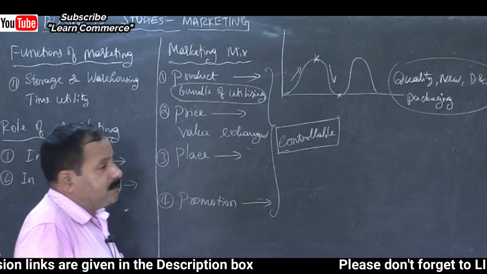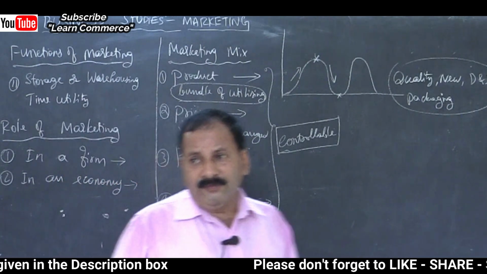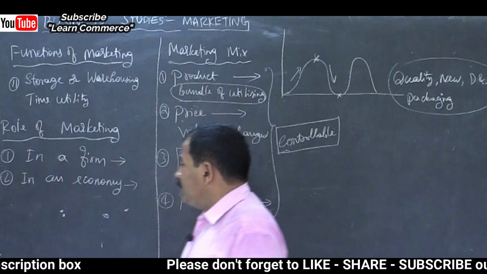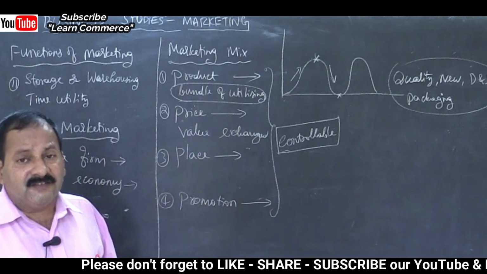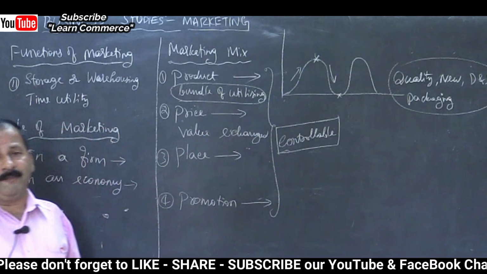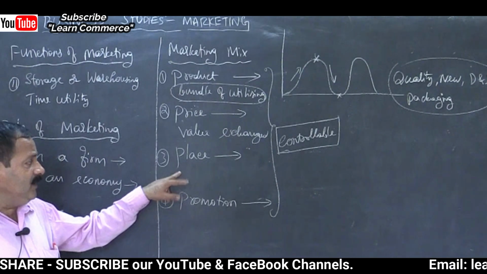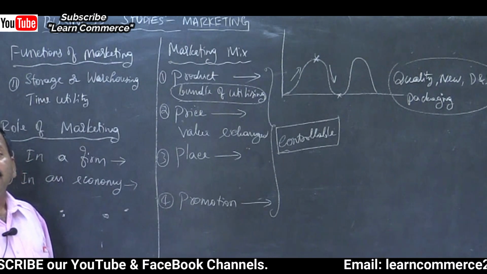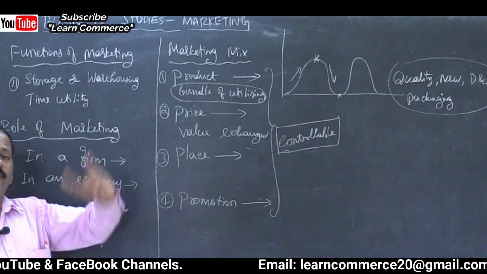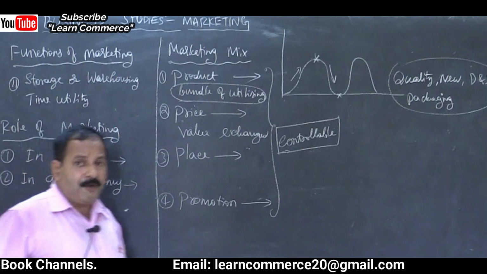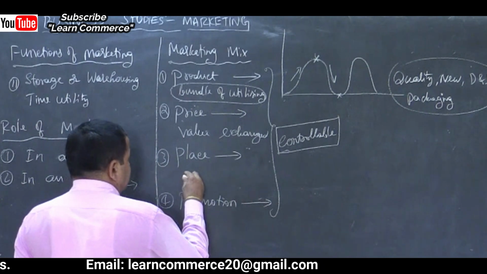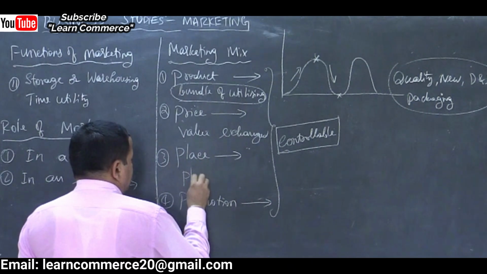The third one is place. I told you the marketer or the producer has to shift the product from where there is no demand to where there is more demand. So he has to make sure that the product will be demanded in that place where you are shifting the product, you are transporting the product, where you are creating place utility.